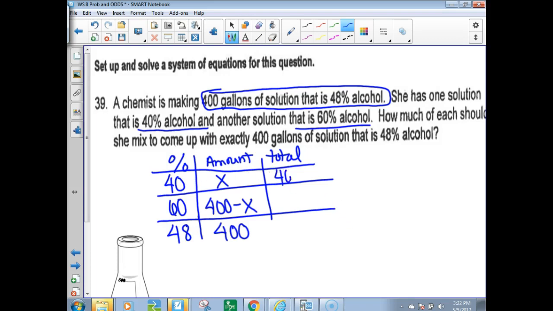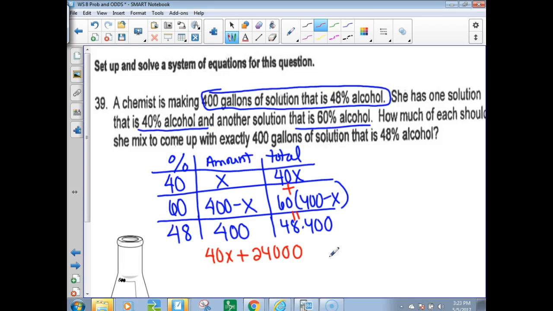Okay, multiply across: 40x is equal to 60 times 400 minus x. And the bottom product is 48 times 400. What we're doing is mixing the two in betweens, the low one and the high one, to get the mixture that is a mid concentration. So we got 40x plus, and I'm going to go ahead and distribute now, 24,000 minus 60x equals 48 times 400, and that's 19,200. I just did 4 times 48 in my head and then added a couple zeros.